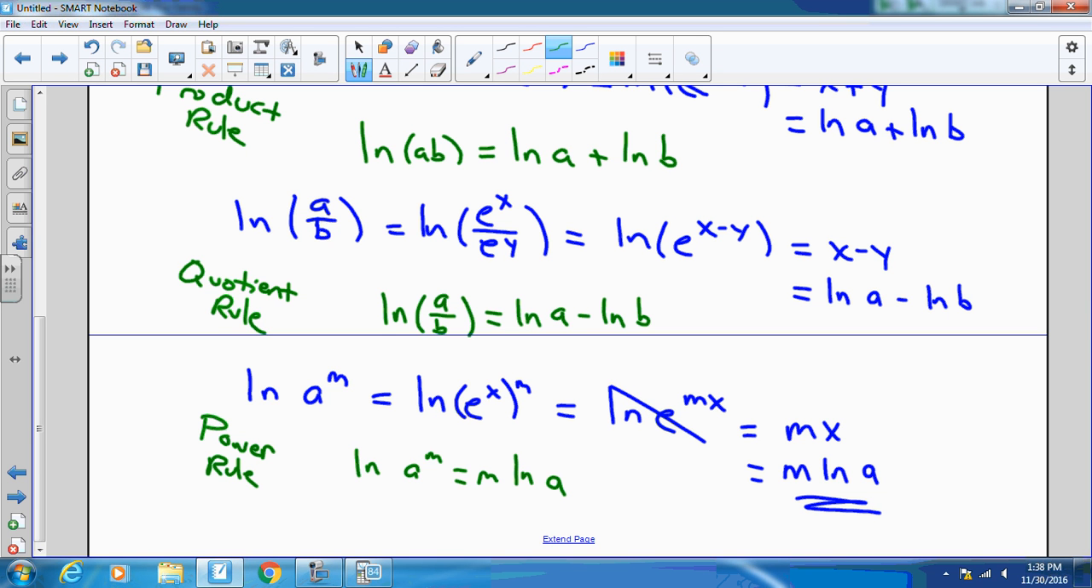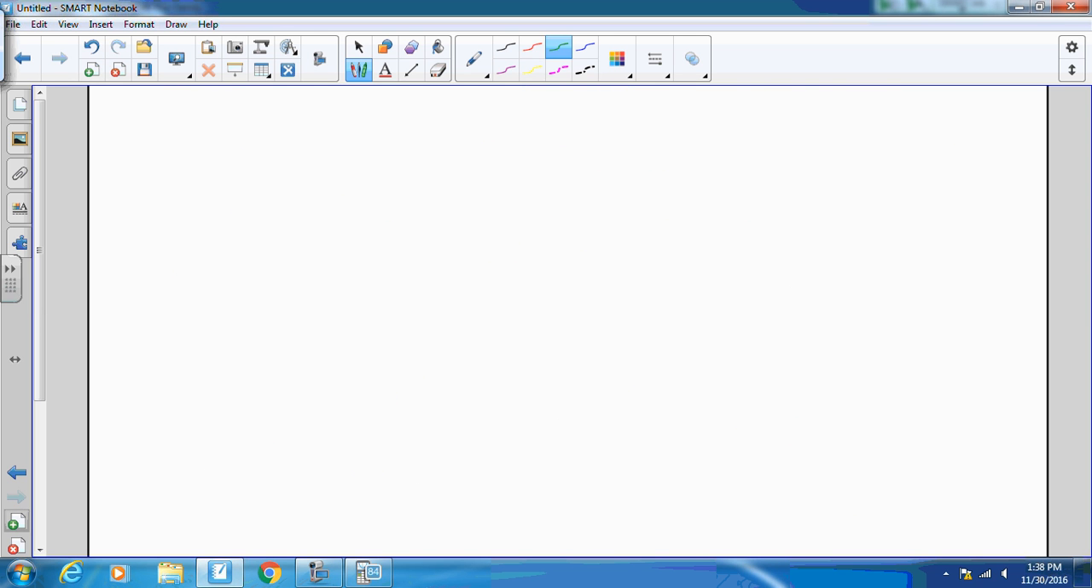Let me get all that down. Good. Okay. Now, here's why we care. These three properties give us really powerful tools for solving equations. And I want to give you a couple of examples.